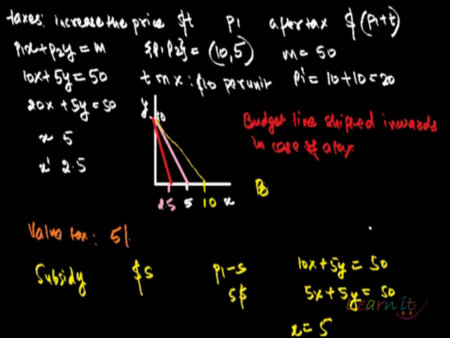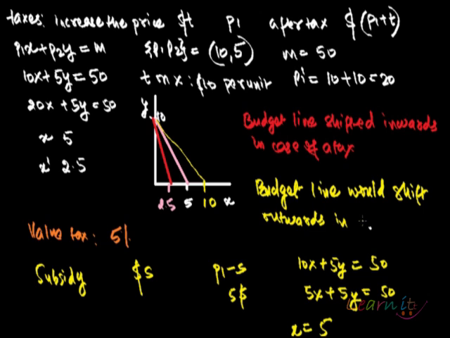So the budget line would shift outwards in case of a subsidy. Clear? So the budget line is going to shift outwards in case of a subsidy. Fine, thanks.